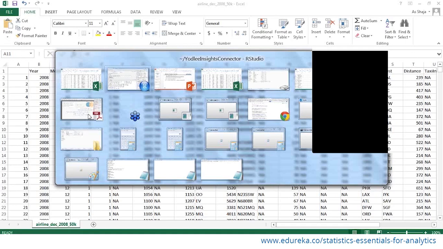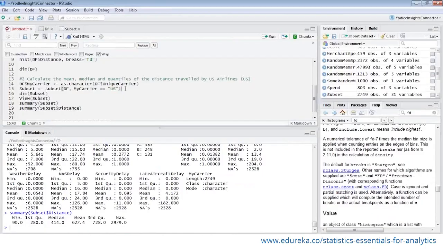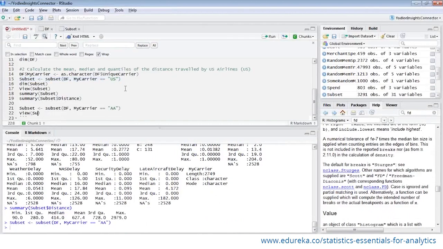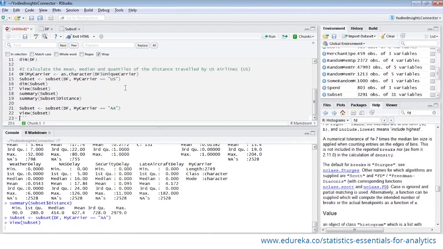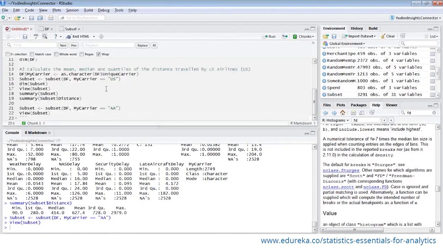Okay. Now calculate the standard deviation of distance traveled by American Airlines. So here again I can subset it. I only need to say it is American Airlines, and to cross-check you can see this by using the view command. All the unique carriers are American Airlines. At this point in time, it is not important to understand the syntax or other things related to R, because I think you guys will be picking it up anyway.